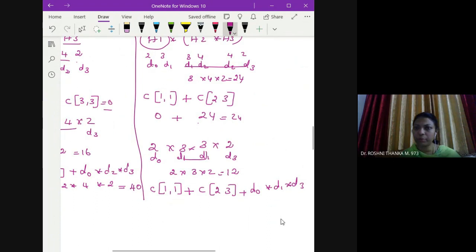The cost of multiplying this was 0 because we didn't do any multiplication there. The cost of multiplying the 2 and 3 is 24. And then plus 2 into 3 into 2. When we add all this together, what will be the answer? Here it is 36.